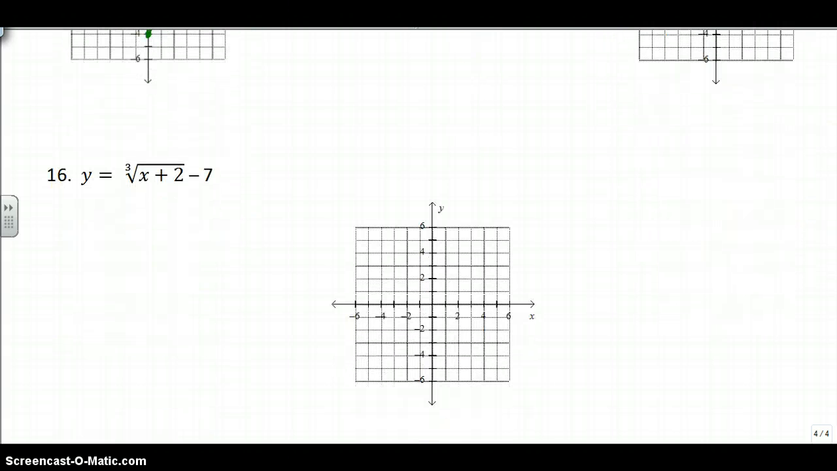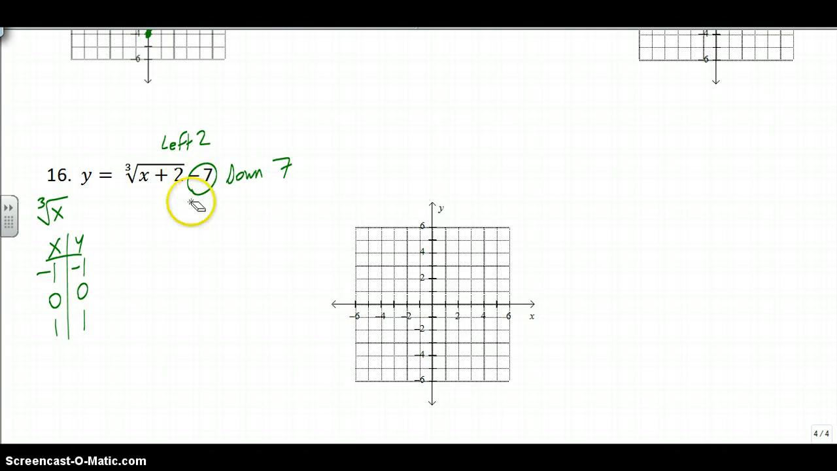Cubed roots, a little different. These look like the S, right? So we start with the cubed root parent t-table, which is even easier. Negative 1, 0, 1, and negative 1, 0, 1. It's the exact same on both sides, right? Which way do I move it? Well, this means left 2, because it's the opposite of what you see, and this one is down 7, okay? So that means I'm going to subtract 2 from all my x coordinates and subtract 7 from all my y's.